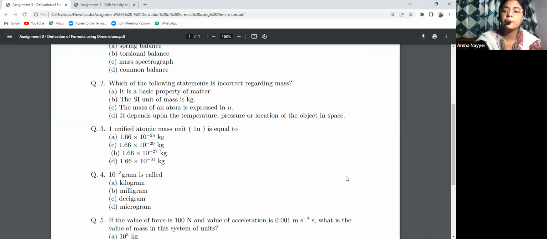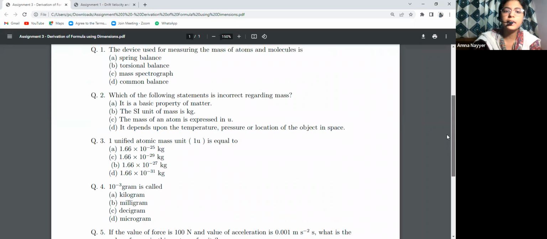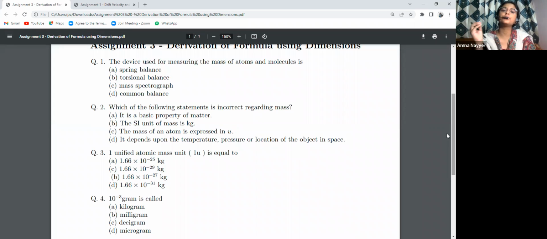See, this is your first question. The device used for measuring the mass of atoms and molecules. This is what? Spring balance, torsional balance, mass spectrograph, common balance. So the answer of this is mass spectrograph. Mass spectrograph is used to measure the mass of atoms and molecules.